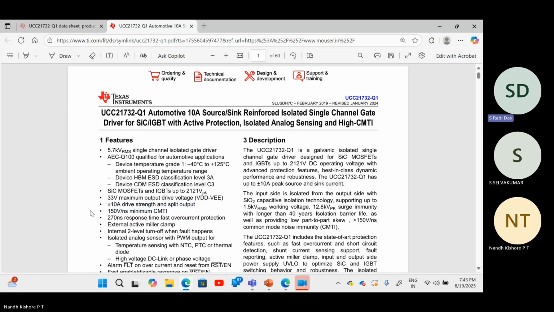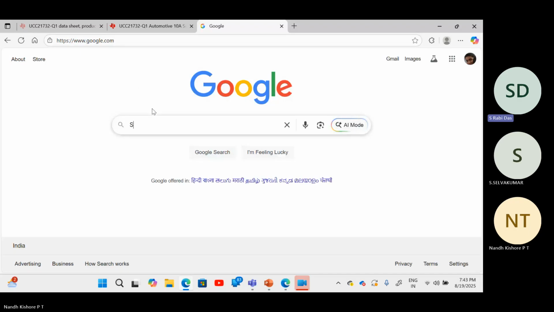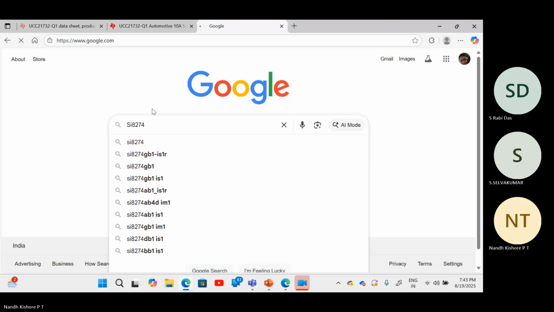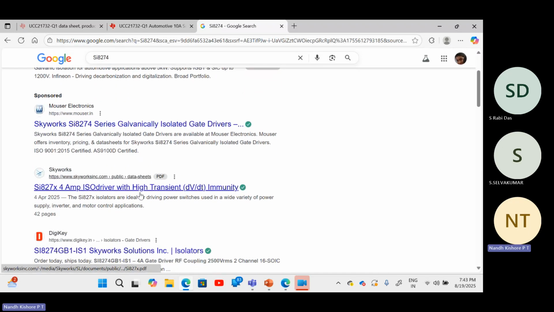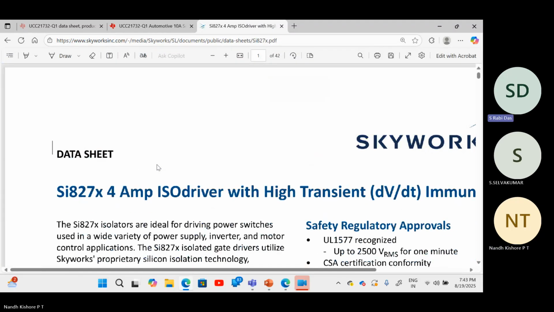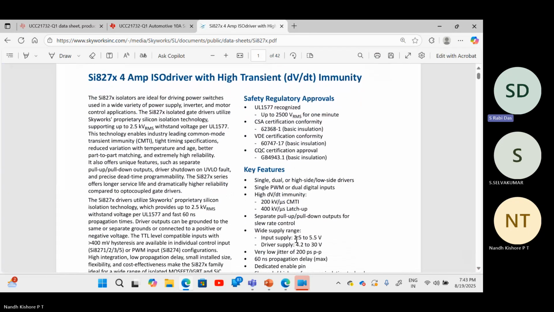Can I tell you the part number from there? Can you explain a little bit? Yeah, you can search Si8274. I think this is Skyworks, right? With this, for example, I want to drive MOSFET of this GS66504 at 5 megahertz. So is this combination good at 200 volt something bus voltage half bridge configuration?